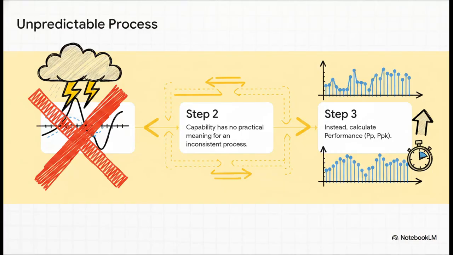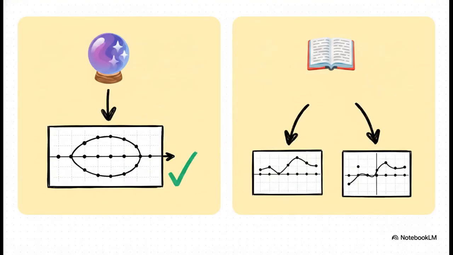Right. If your process is all over the place, if it's jumping around because of those assignable causes, then talking about capability makes no sense. It's like trying to predict the future with a broken crystal ball. So for those chaotic processes, we stop talking about capability and we start talking about performance. And this is the absolute key takeaway.